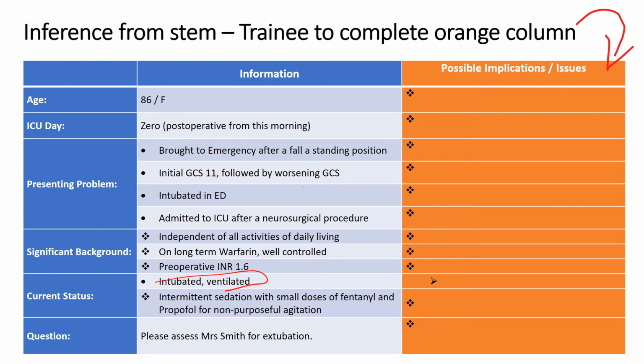Still intubated, ventilated, so they were not able to extubate after the operation. So some problem. And intermittent sedation. You don't want to sedate somebody after a neurosurgical procedure, and they've already given away why, and it's because of non-purposeful agitation. So they want you to assess an agitated woman for extubation, just after a neurosurgical procedure for which she was admitted to the ICU just now. Okay, that's it.